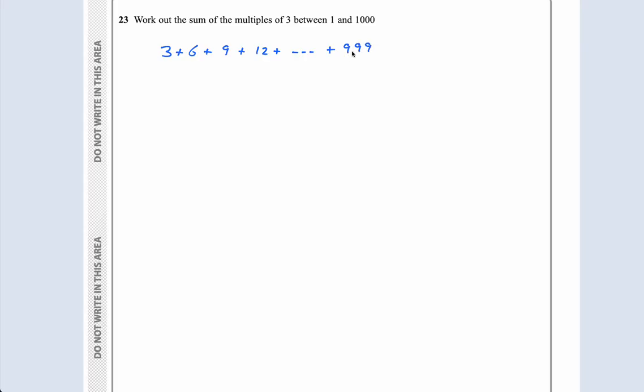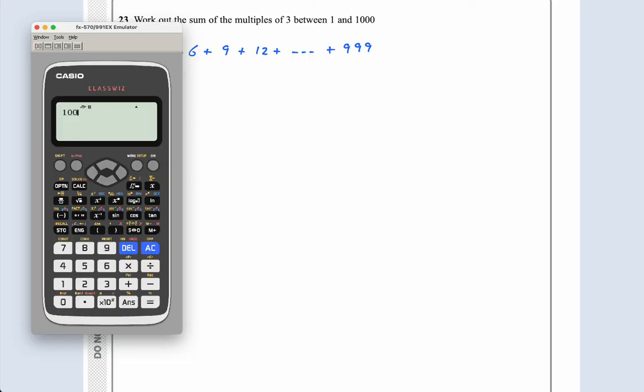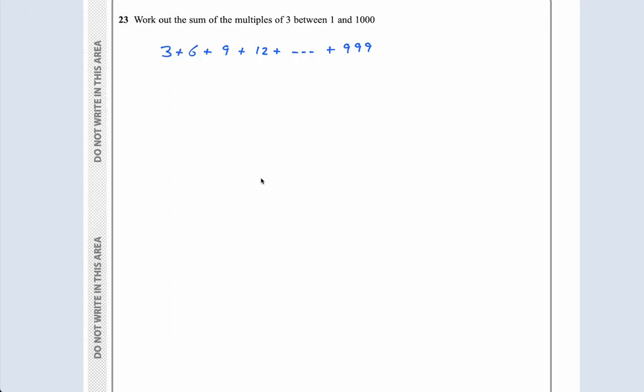Now, how do I know that's a multiple of 3? Well, look, it's 999. 333 times 3 is 999, so it's kind of obviously a multiple of 3. But if you're not sure, try 1,000 divided by 3. 1,000 divided by 3 doesn't work, or at least doesn't give me a whole number. Try 999 divided by 3, and you get the answer. If that wasn't one, you'd go again, divided by 3. Okay, so this is the last number.